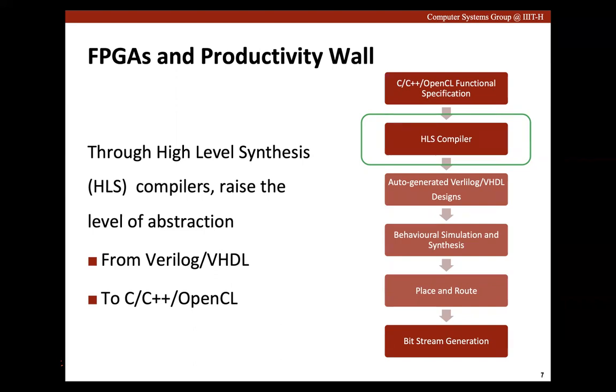They are not specification languages per se. But the logic expressed in these programming languages, along with some other directives provided, is mapped to Verilog code. That's what happens. The HLS compiler, or Xilinx's V++ compiler, translates C or OpenCL programs into equivalent Verilog code. So through this process, we are raising the level of abstraction.